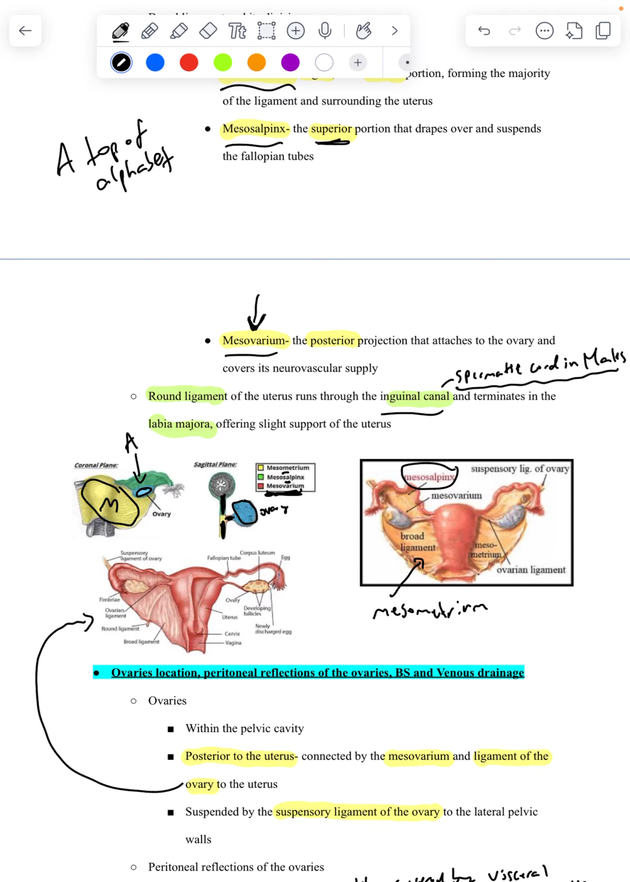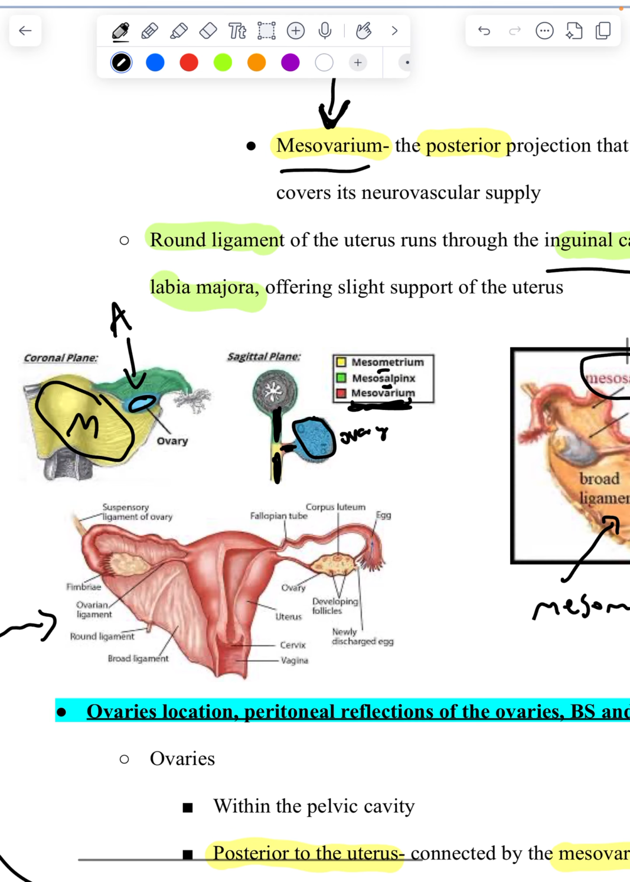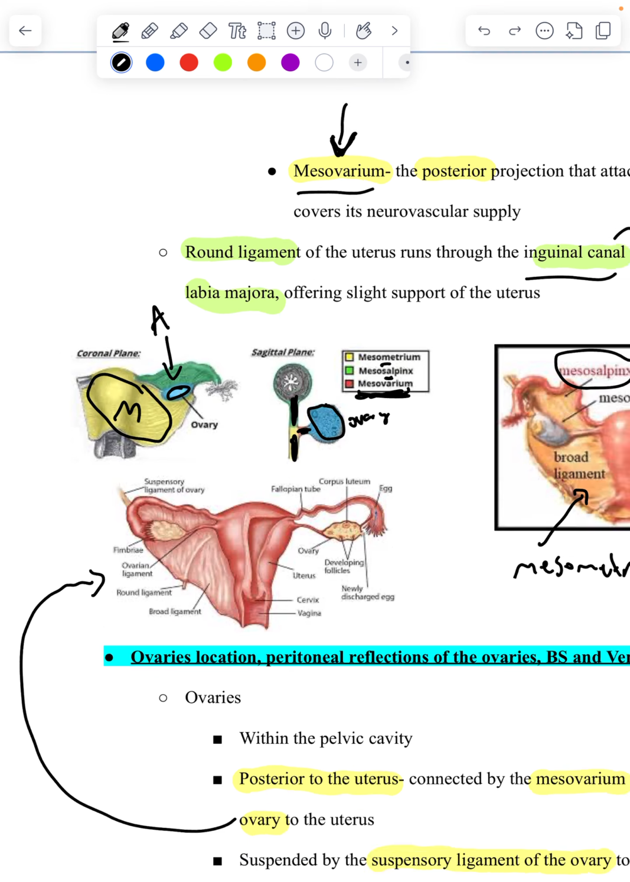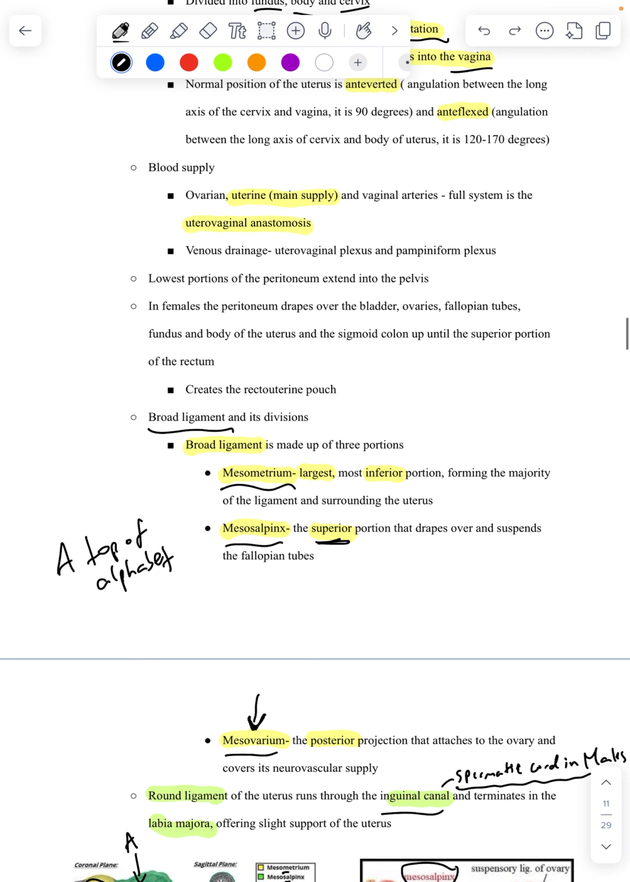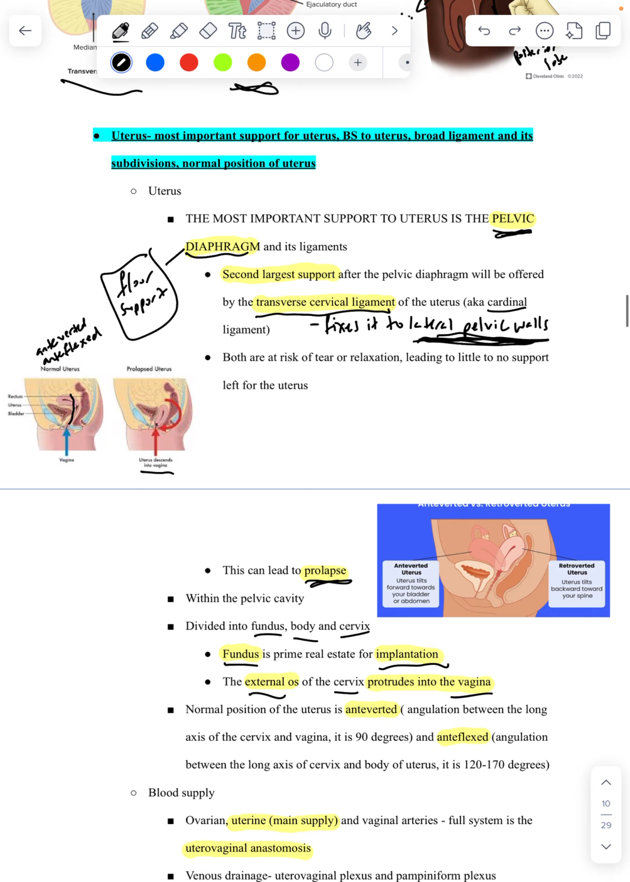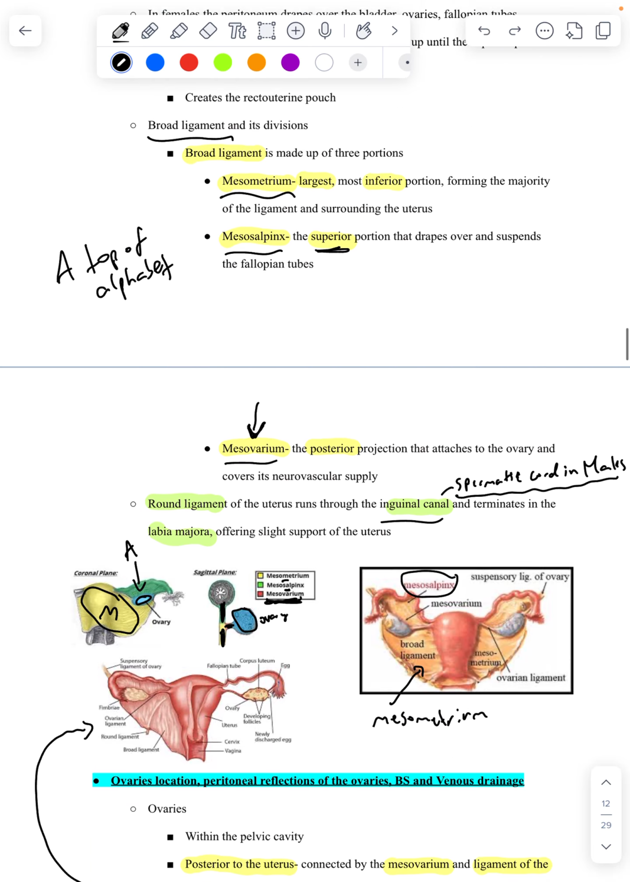So in males, the inguinal canal has wider holes. You have a superficial and a deep one. In males, it's wider because the spermatic cord is bigger. The round ligament is smaller. This is your round ligament, and then it'll be going through the inguinal canal. And that should be everything on here.